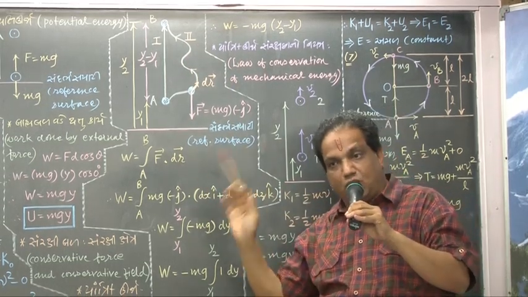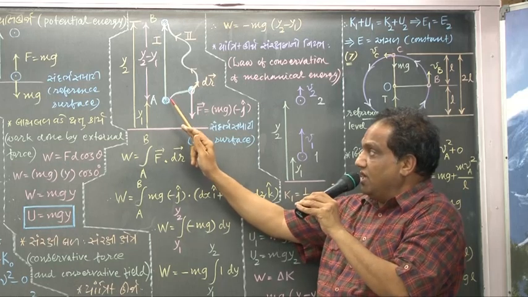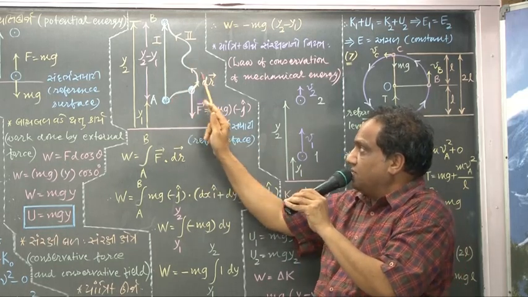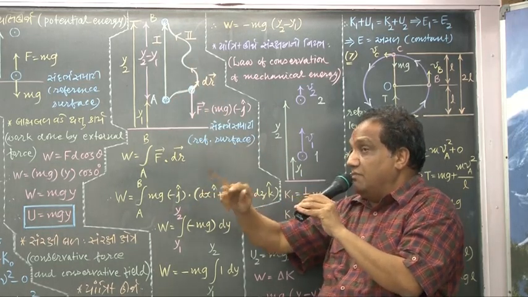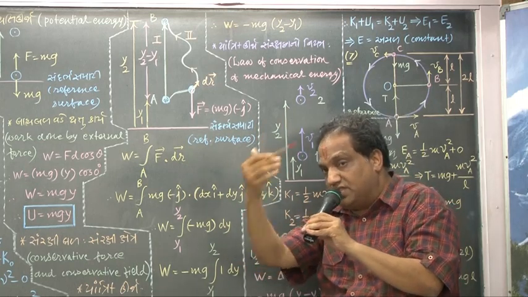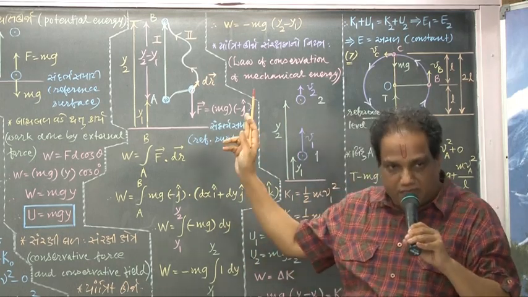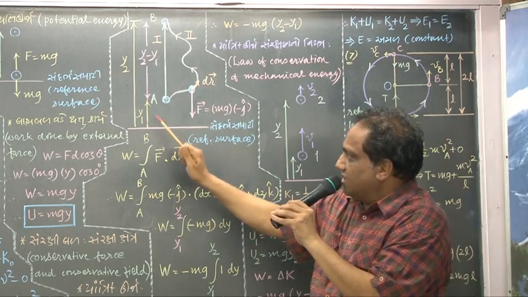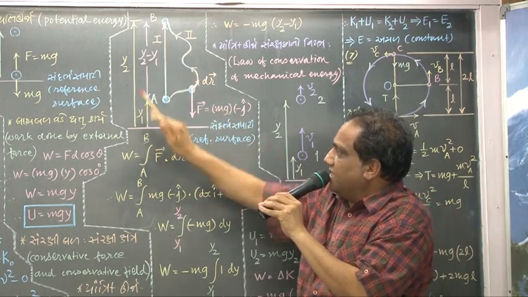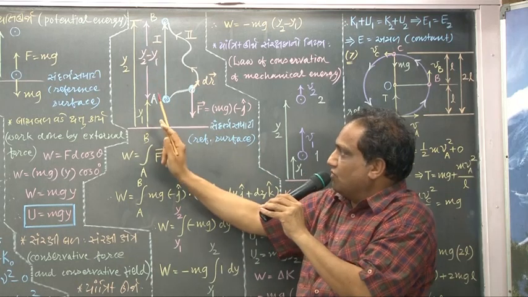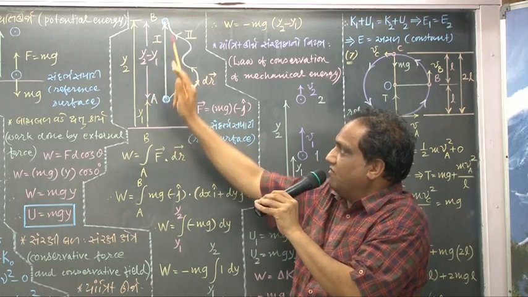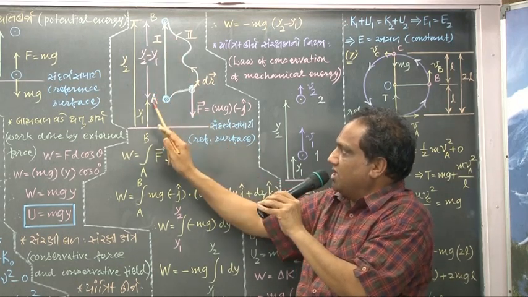Now what is the point to be noted here? When you move the body on either path, every time the work done by the gravitational force is found to be the same. Let us prove it. Here the height is y1 and here the height is y2. So what is the displacement undergone by the body in the vertically upward direction? y2 minus y1.